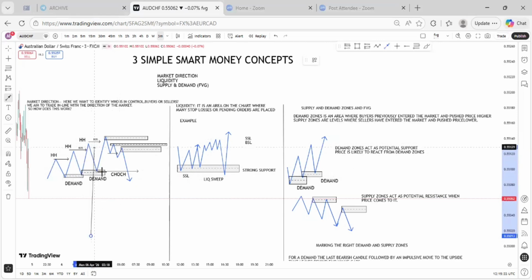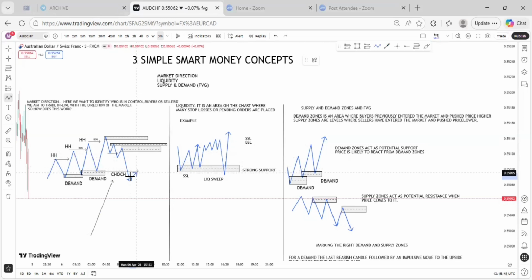So you can see this change of character over here. This simply means that the buyers are no longer in control of this market, right? And that the sellers have entered this market. So this zone over here is a supply zone. This zone over here is a supply zone, and this zone will likely push price downwards, right?